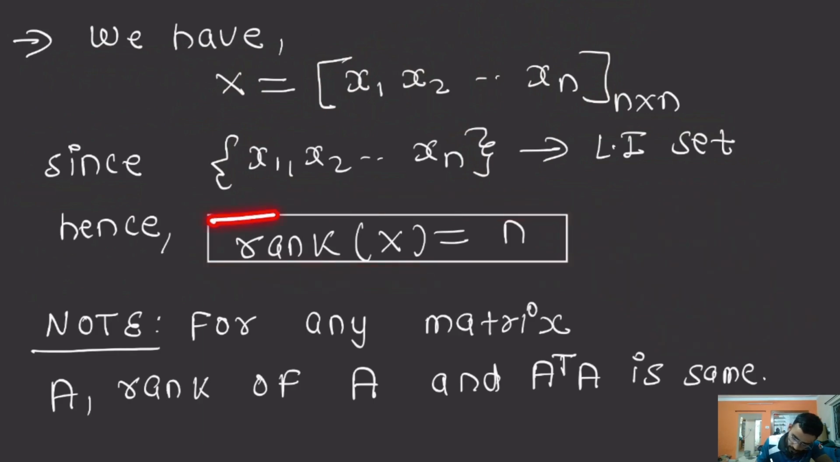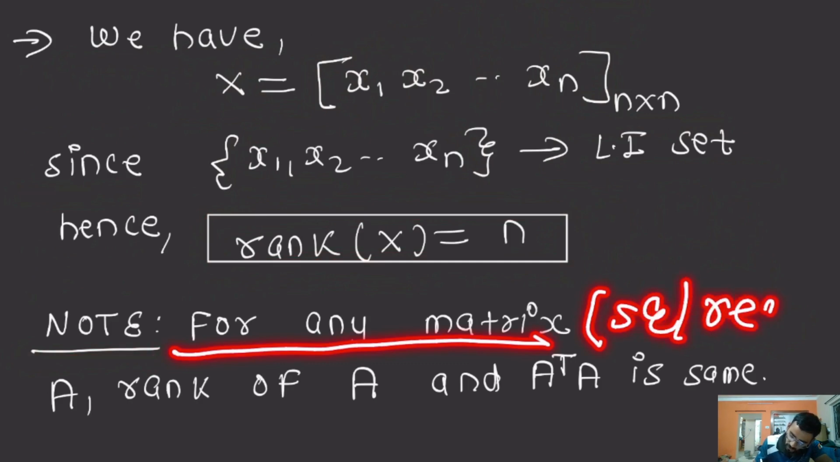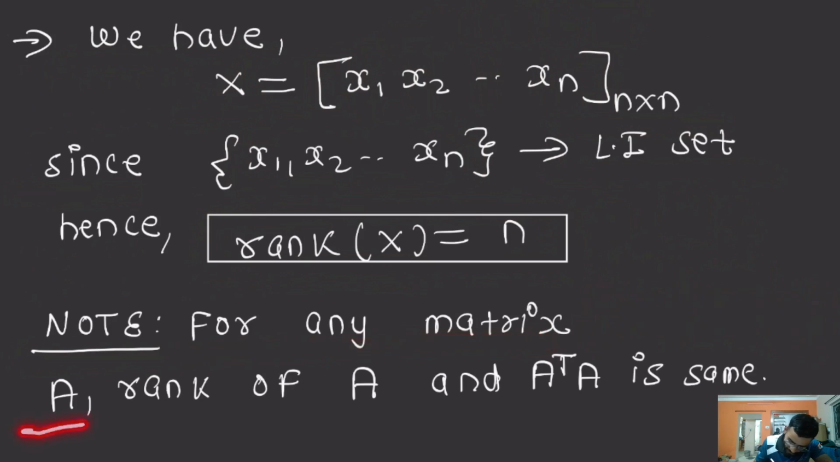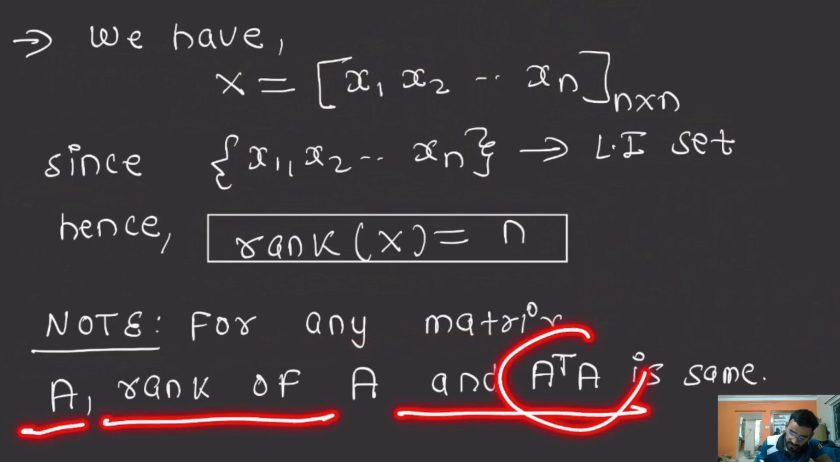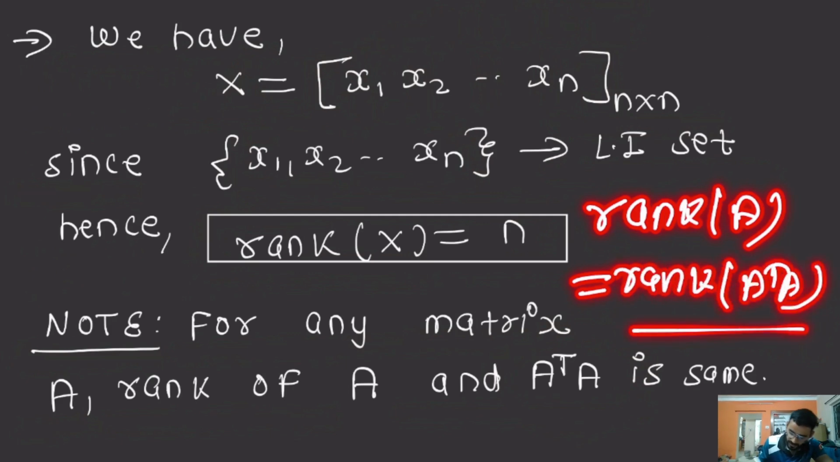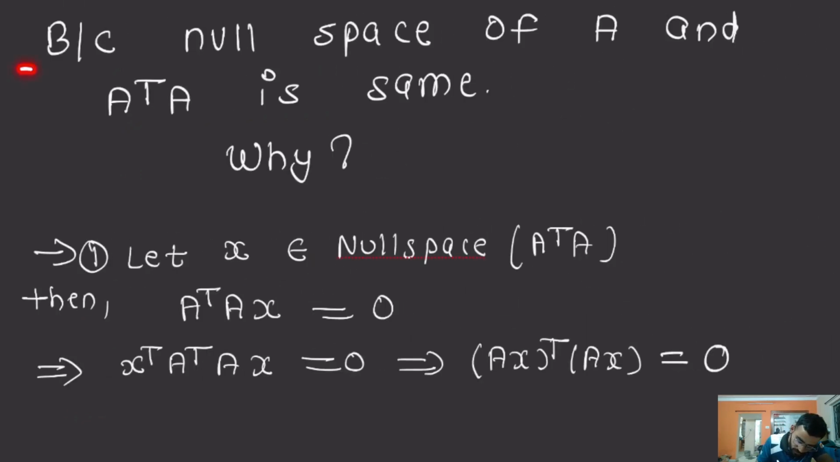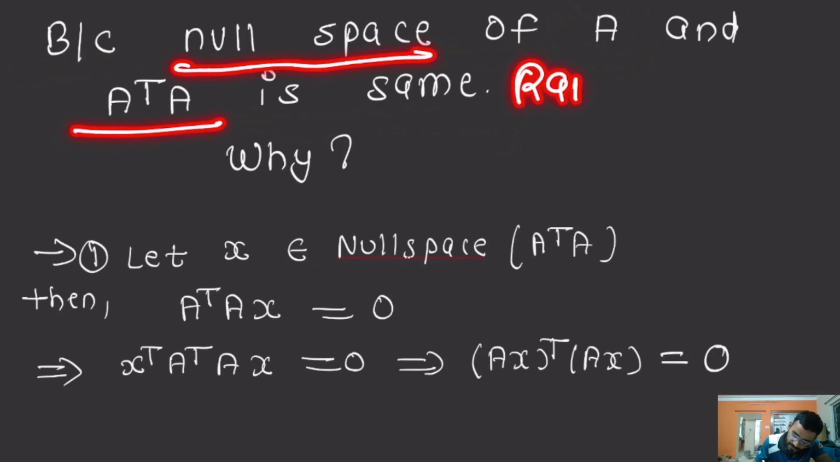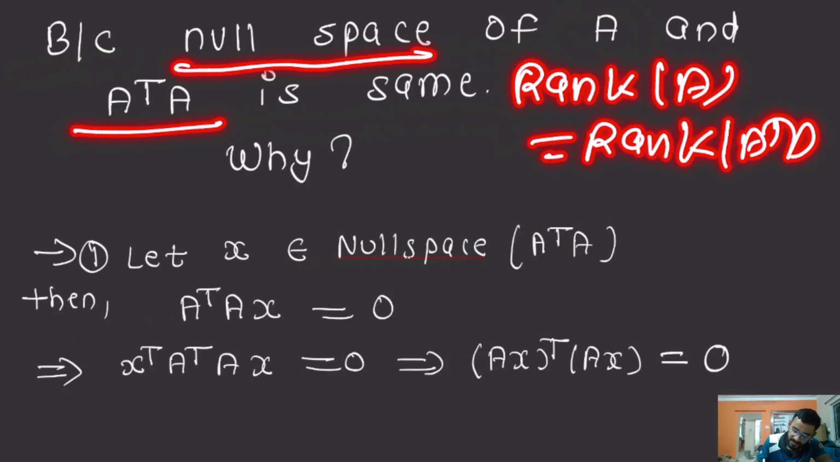Okay, this is correct. Now there is a note: for any matrix, whether it is square or rectangular, the rank of A and A transpose A is always the same, which means for any matrix, rank of A is equal to rank of A transpose A. This is because the null spaces of A and A transpose A are always the same. This is one way of seeing how rank of A is equal to rank of A transpose A, because their null spaces are the same.